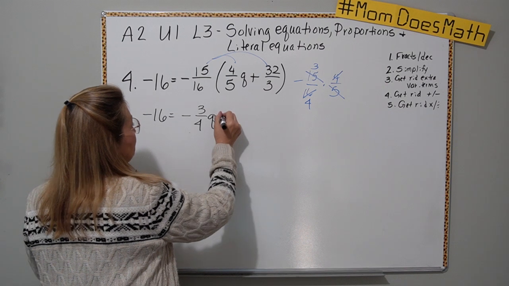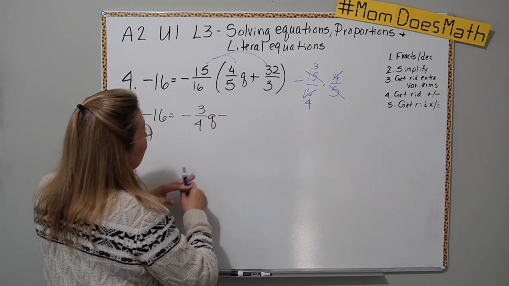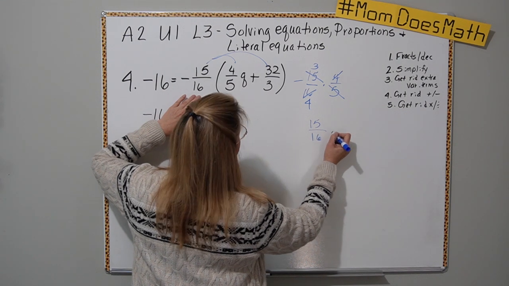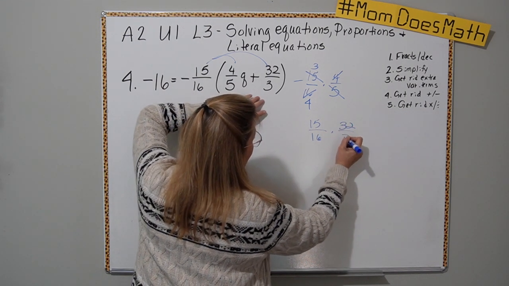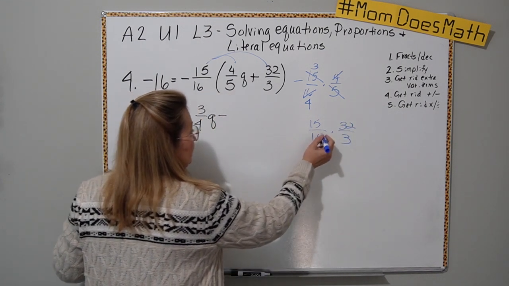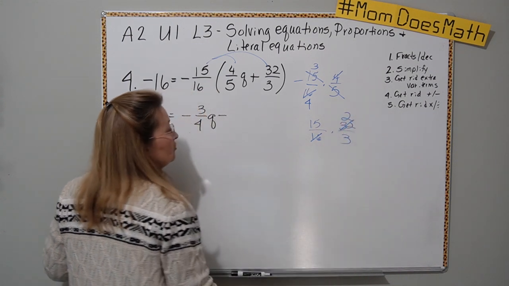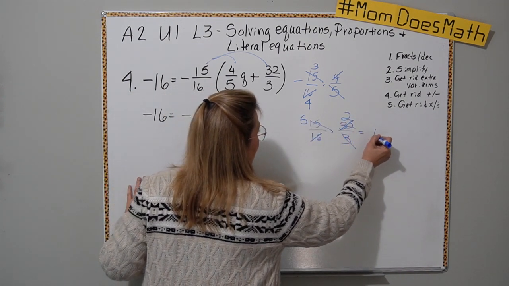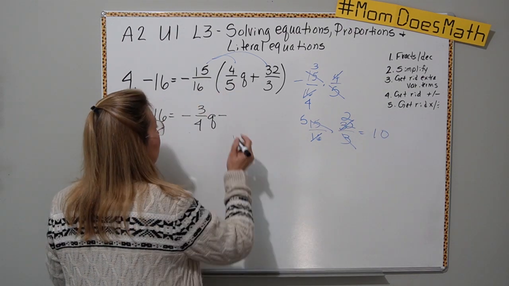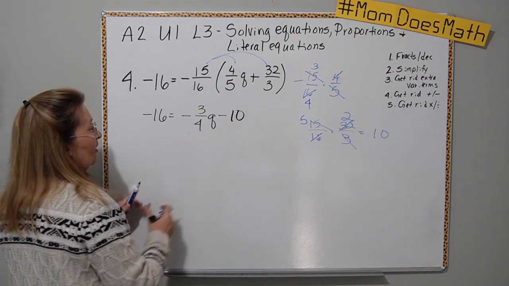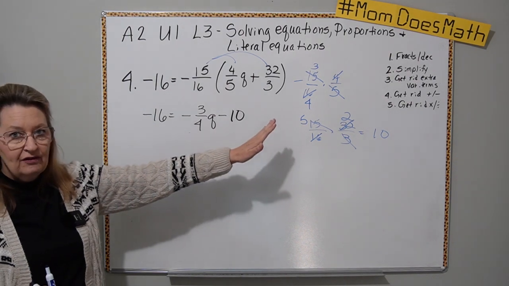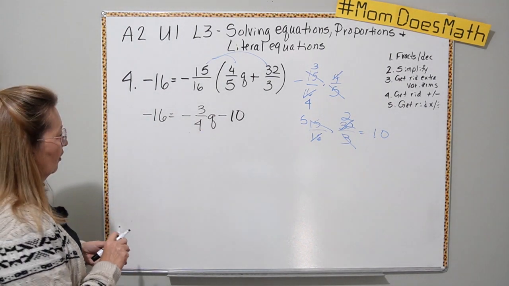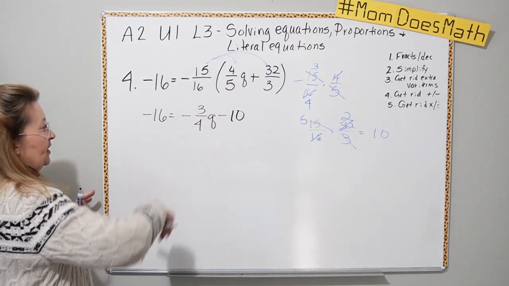Now a negative times a positive is going to be minus again. Let me come over here and do 15/16 times 32/3. Let's go ahead and reduce. 16 will go into 32 2 times. 3 will go into 15 5 times. And 5 times 2 is 10. So this is one time when just going ahead and working with the fractions was a little bit easier than finding a common denominator.